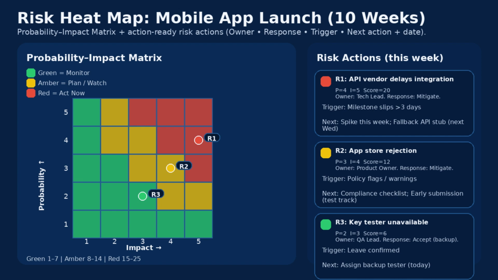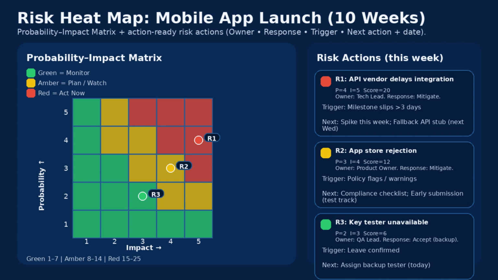Risk number 2 is an amber risk. App store rejection is the risk. Probability is 3, impact is 4, score is 12. This is an amber state. The mitigate responses are a complete checklist and early submission to test track. The trigger is going to be policy flags or warnings. Who is going to be the owner? Product owner is going to be the owner.